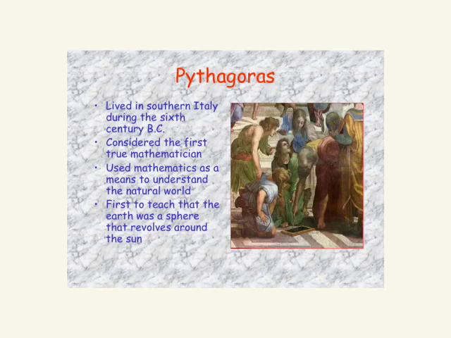He used mathematics as a means to understand the natural world. He was the first to teach that the earth was a sphere that revolves around the sun. So as you can tell, he was well ahead of his time, and he was a very smart man.